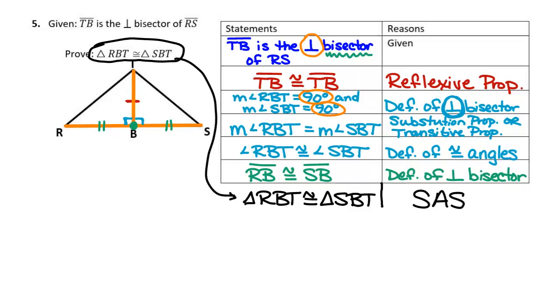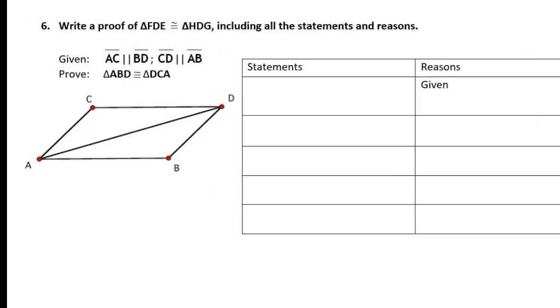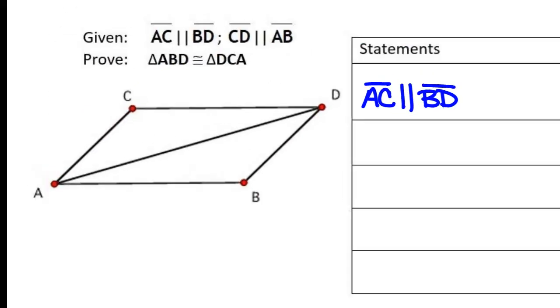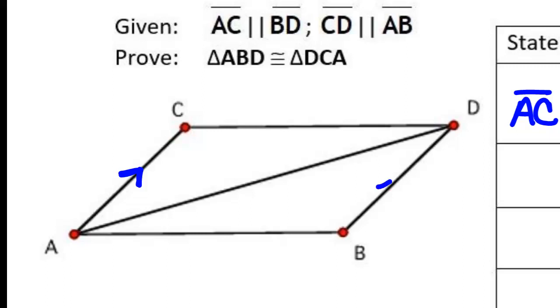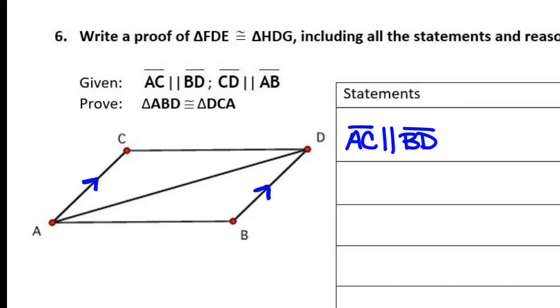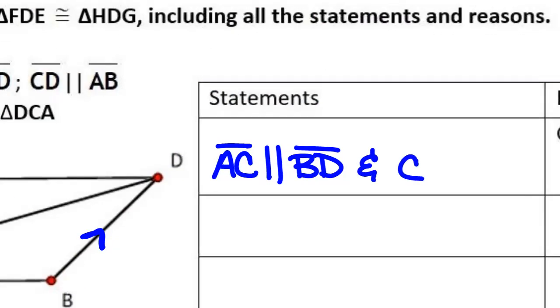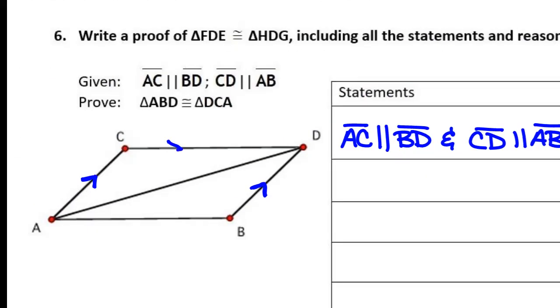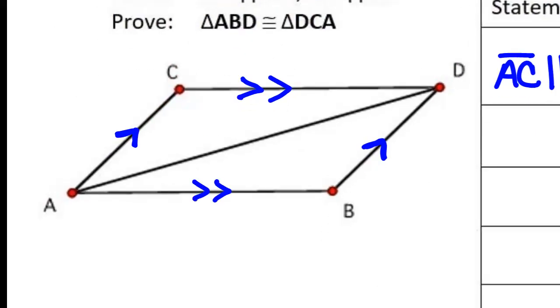Let's look at number 6. What should the first statement be on number 6? The given information. So AC is parallel to BD. I'm going to mark that on my picture. AC is parallel to BD. That's not the same thing as congruent, so I'm not putting congruence marks on it. They're parallel, so I'm putting little arrows on them. And CD is parallel to AB. So on the top, I'm going to put 2 little arrows on it because it's not parallel to my sides, my left and right. CD is parallel to AB.